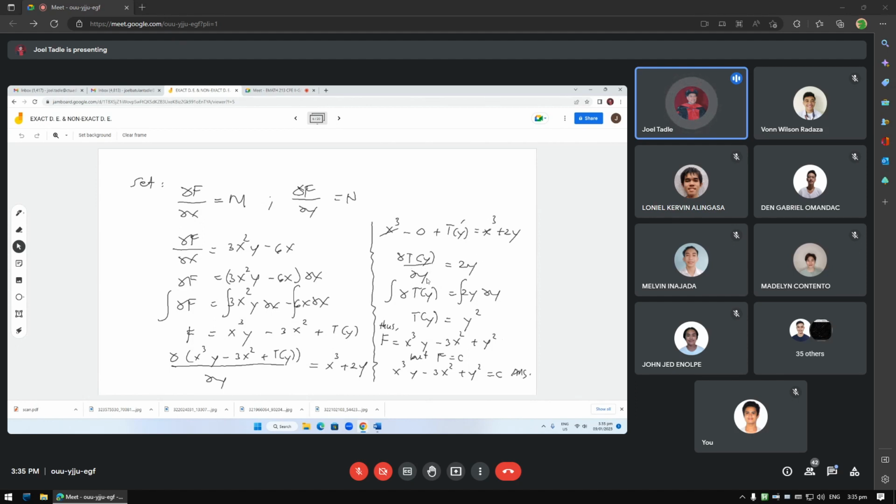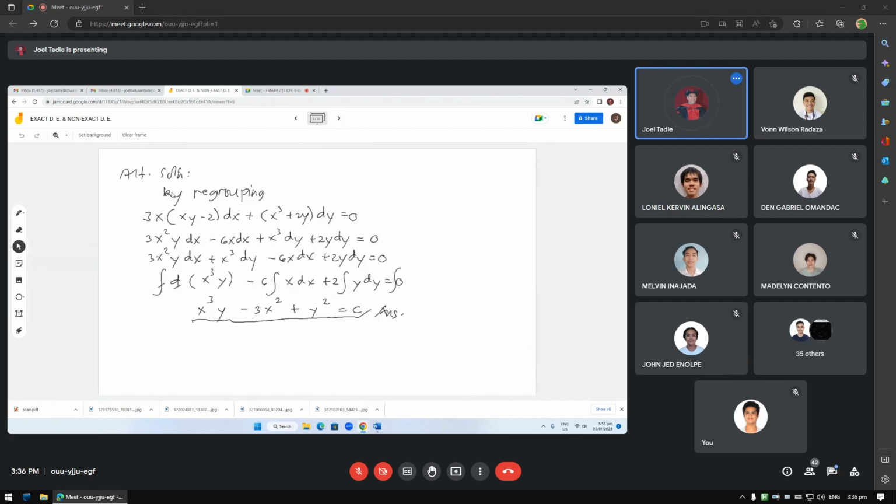Atong i-cross multiply ang denominator, then integrate, we can determine the value of t of y, which is y squared. Then substitute this back to equation 3. So our f is equal to x cubed y minus 3x squared plus y squared. But f is equal to constant c. Therefore, our final answer is x cubed y minus 3x squared plus y squared equals arbitrary constant c. Now we can check this answer if this is true and correct using regrouping method.